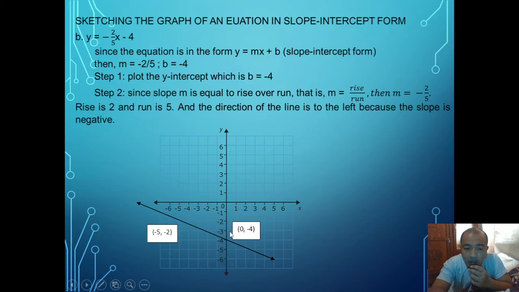Rise is 2, run is 5. 1, 2, 3, 4, 5. Yan. 2 over 5, to the left, because the slope is negative. So here, (-5, -2) is the other point. Connecting the 2 points, this is now the graph of y equals negative 2/5 x minus 4.